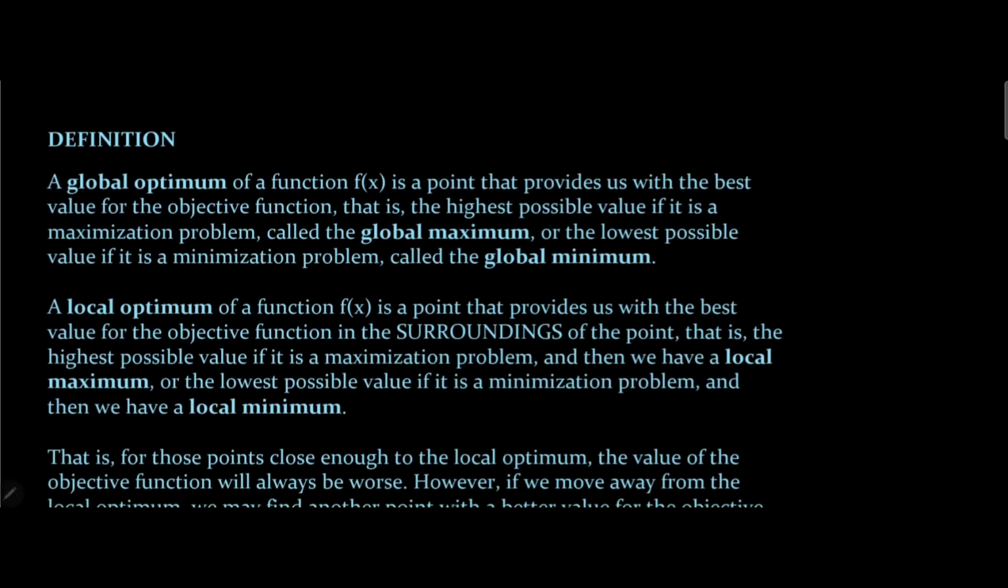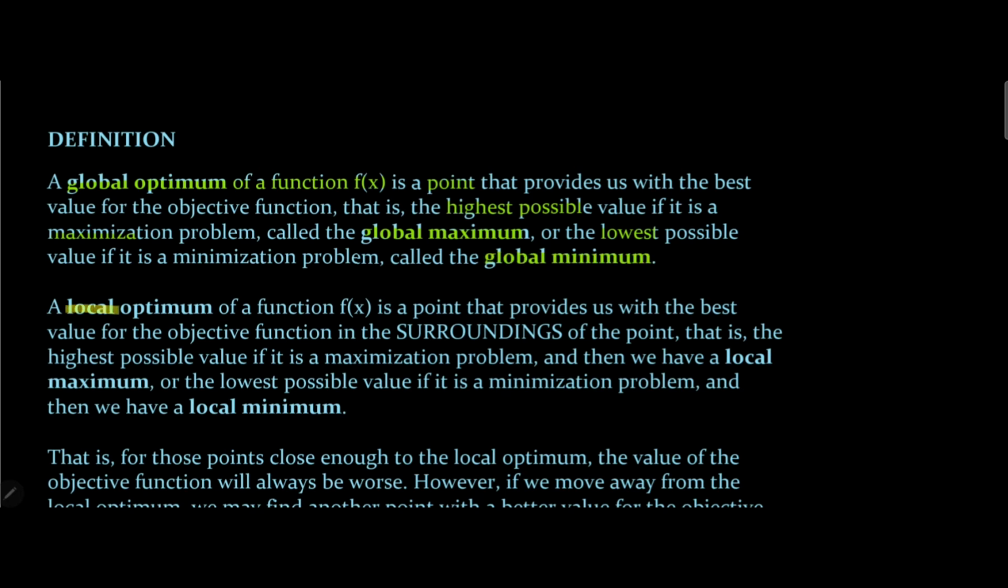A global optimum of a function f of x is a point that provides us with the best value for the objective function, that is the highest possible if we maximize, and then we call it the global maximum, or the lowest possible if we minimize, and then we call it global minimum.